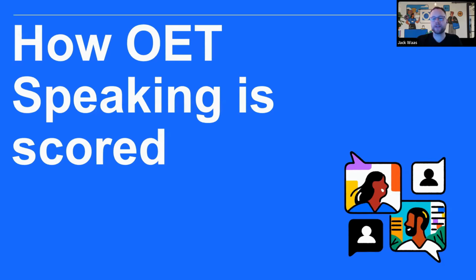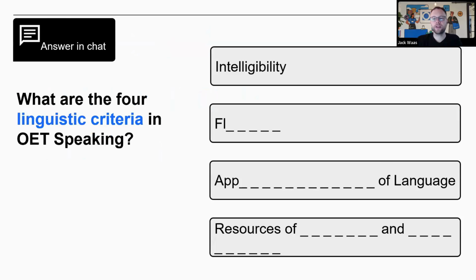Before we look at some skills for speaking, let's understand how your role plays are assessed. Assessors mark your performance on linguistic criteria and clinical communication criteria. Our linguistic criteria determine how assessors will score your language skills during the speaking subtest. So when thinking of the 4 linguistic criteria, let's go through these together.